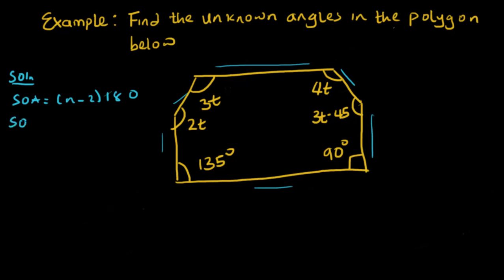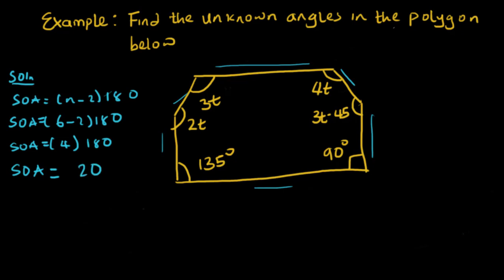So we have the sum of interior angles equals 6 minus 2 times 180. The sum of interior angles equals 4 times 180. 4 times 0 is 0. 4 times 8 is 32, 2 carry 3. 4 times 1 is 4, plus 3 is 7. So the sum of interior angles equals 720 degrees. Now remember, we are told to find the unknown angles.